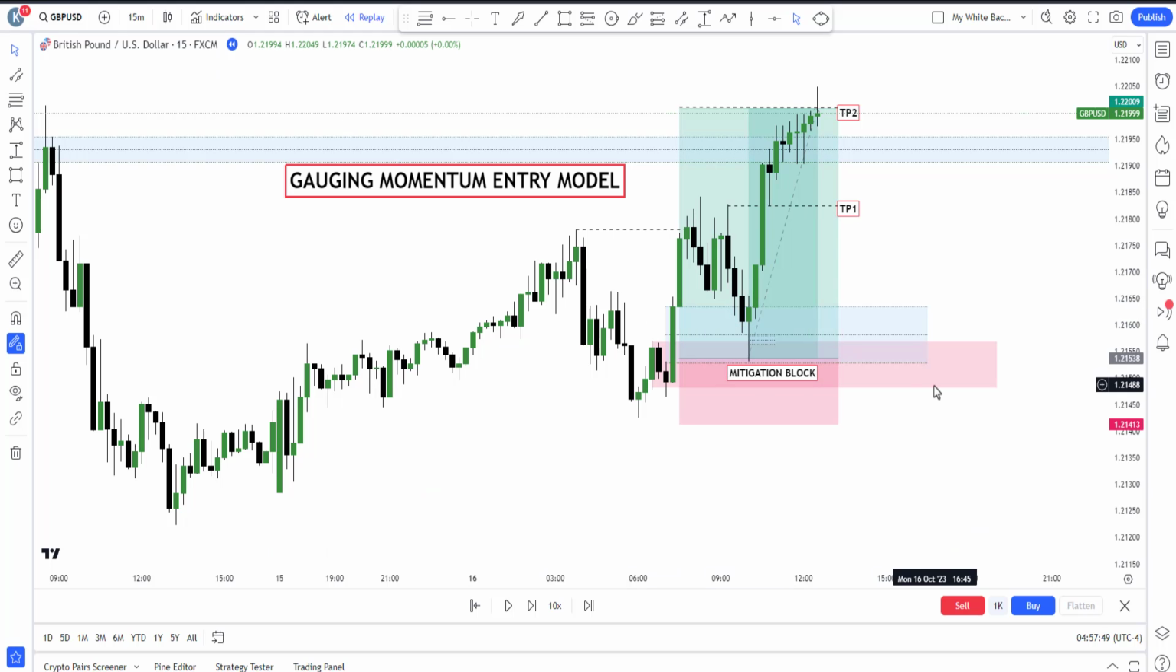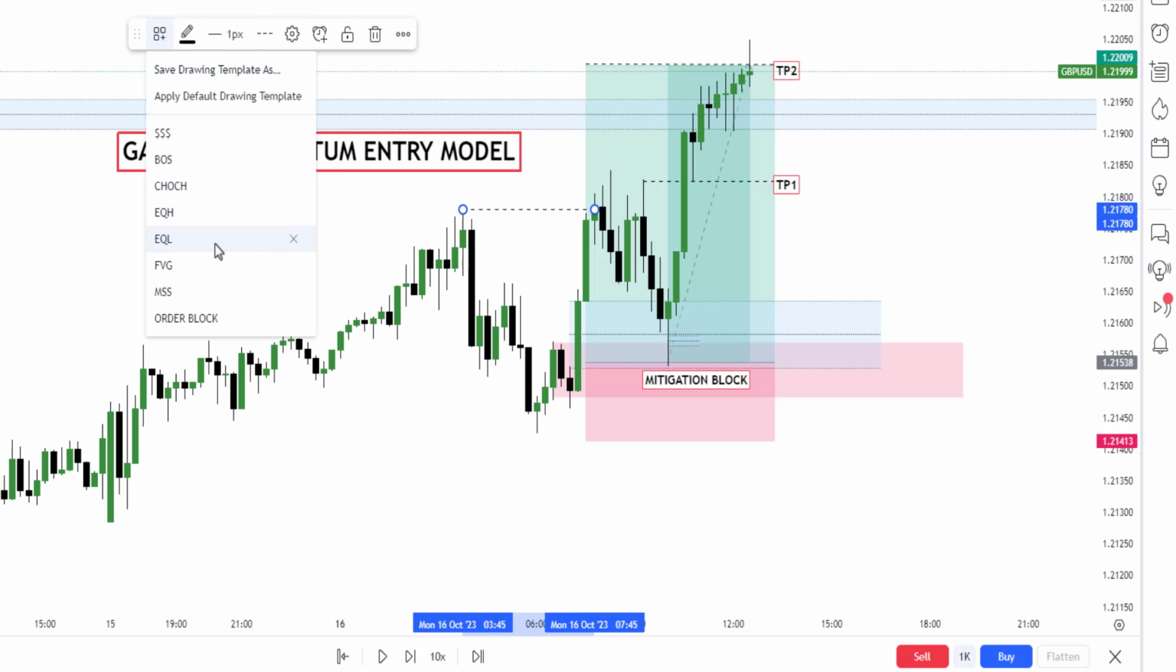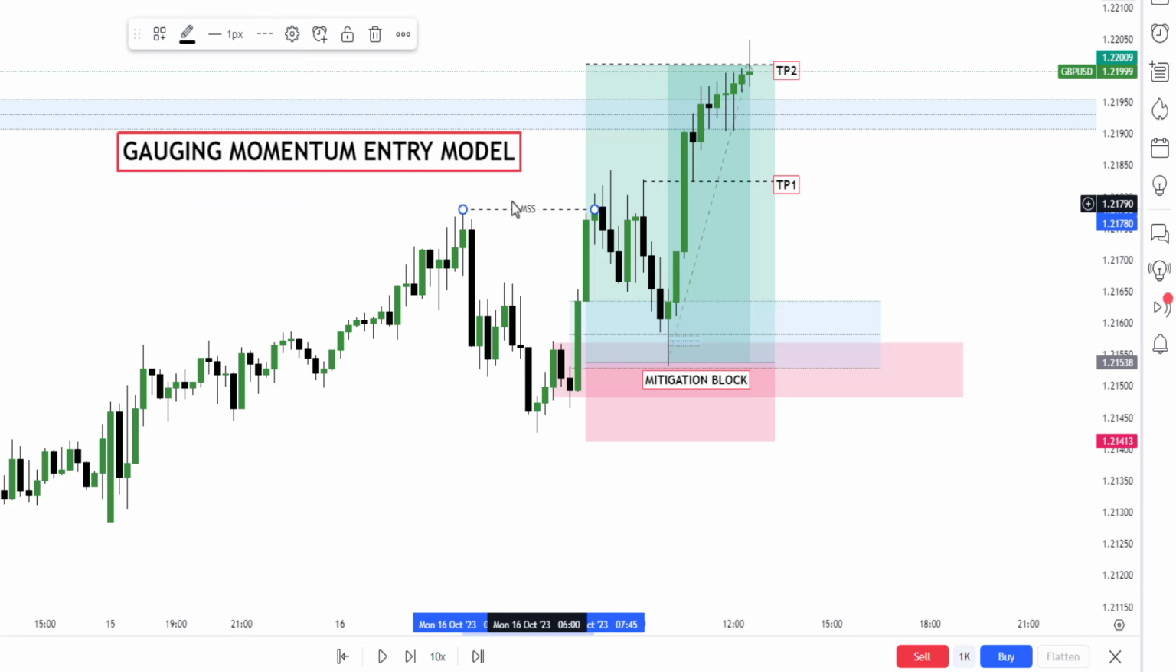So let me show you how to gauge the momentum and how to get an entry using this kind of pattern. So look at this. This was GBP USD, the 15-minute time frame. What I saw was that there was a sudden impulse swing right there where there is a shifting market structure right above here. This is a market structure shift right here.